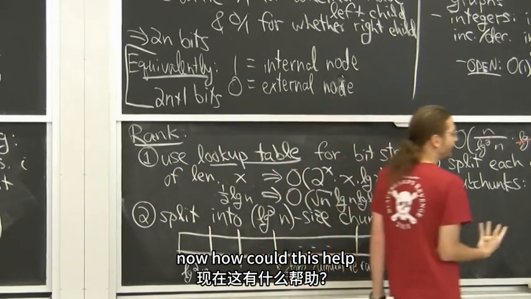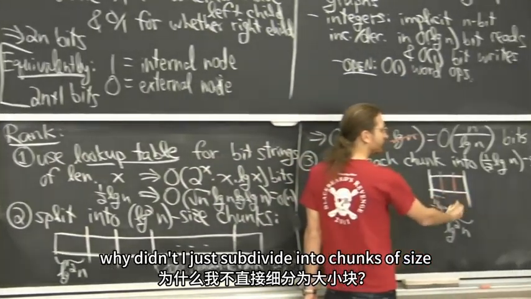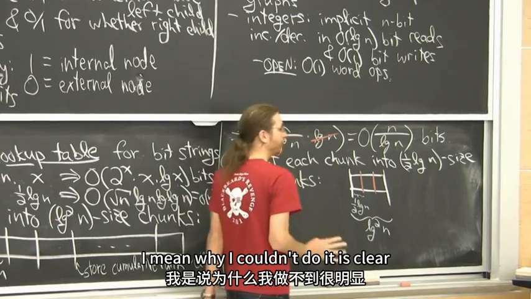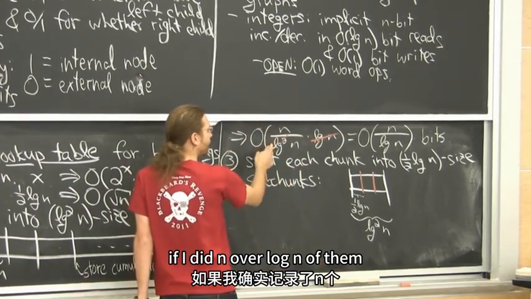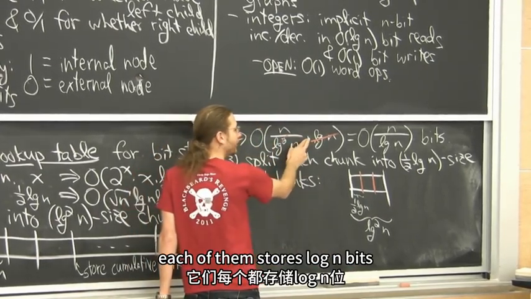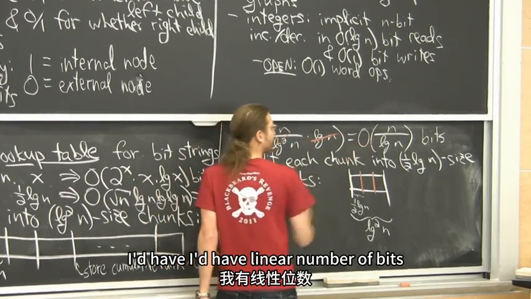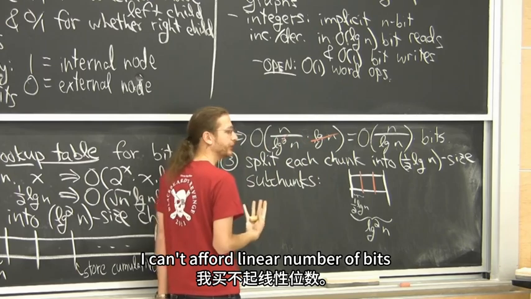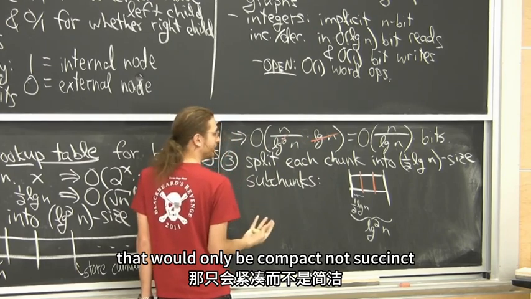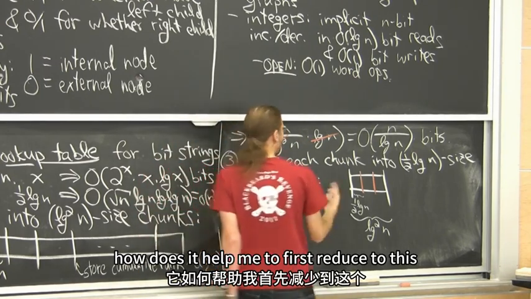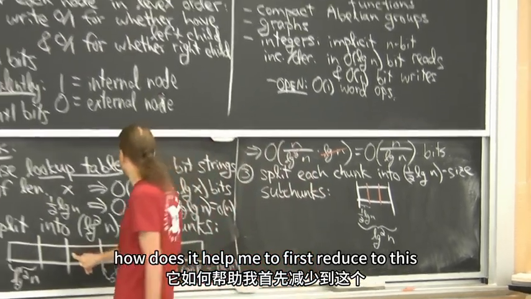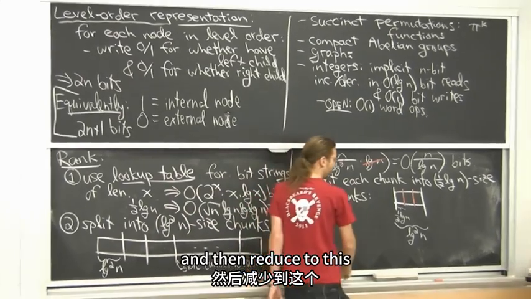Now, how could this help? Why didn't I just subdivide into chunks of size half log n before? I mean, why I couldn't do it is clear. If I did n over log n of them, each of them stores log n bits, I'd have linear number of bits. I can't afford linear number of bits. That would only be compact, not succinct. How does it help me to first reduce to this and then reduce to this?